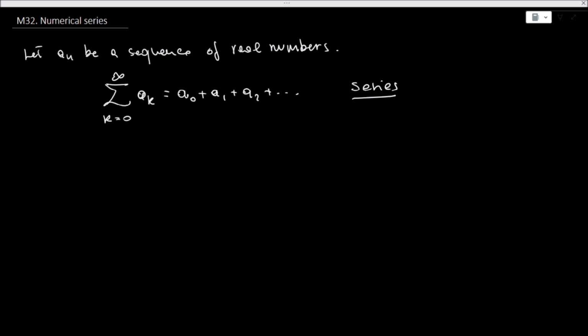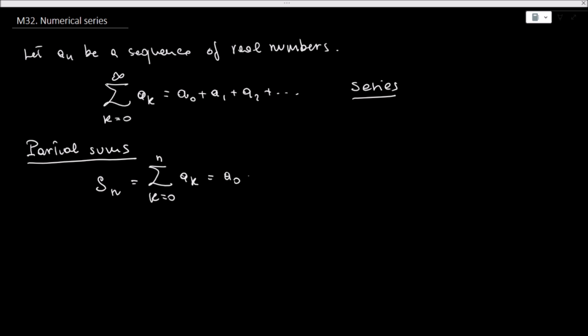We also define the concept of partial sums. A partial sum is indicated with s subscript n, and is nothing else than the sum of the first n plus 1 elements. So this is the sum for k goes from 0 to n of ak. So it is a0 plus a1 plus ... up to an. And you see that these are clearly n plus 1 elements of the sequence. So this is just a finite sum.